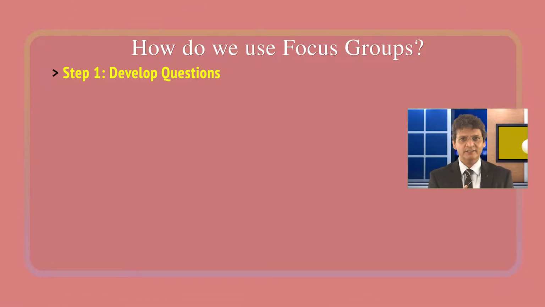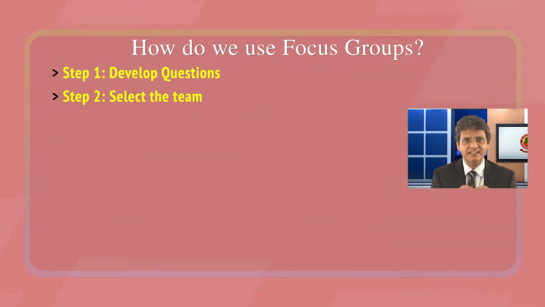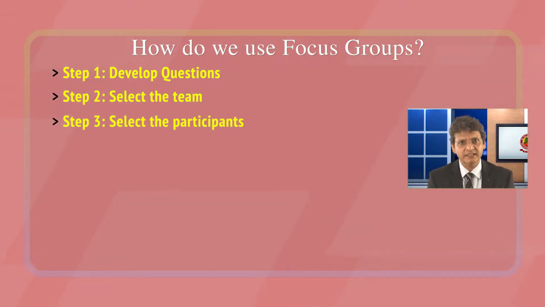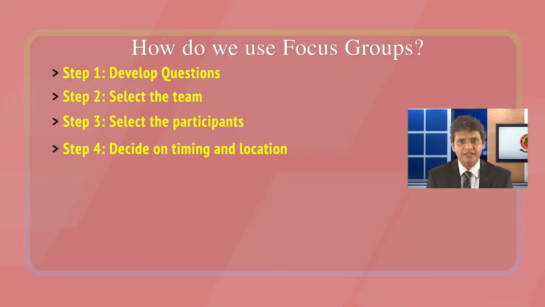As I said earlier, again I'm underlining, friends, that the questions are the key. That's the first step. Step number 2, select the team. You cannot do it alone. You cannot do it on your own. You need to have a team if you want to collect the qualitative data using focus group discussion. Step number 3, select the participants. Number 4, decide on timing and locations.